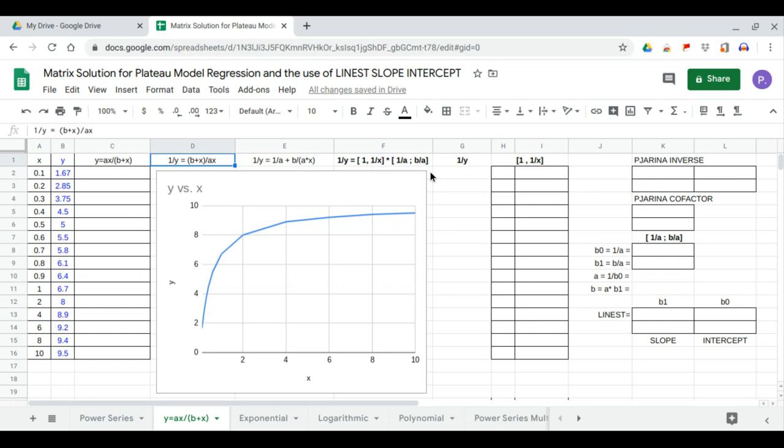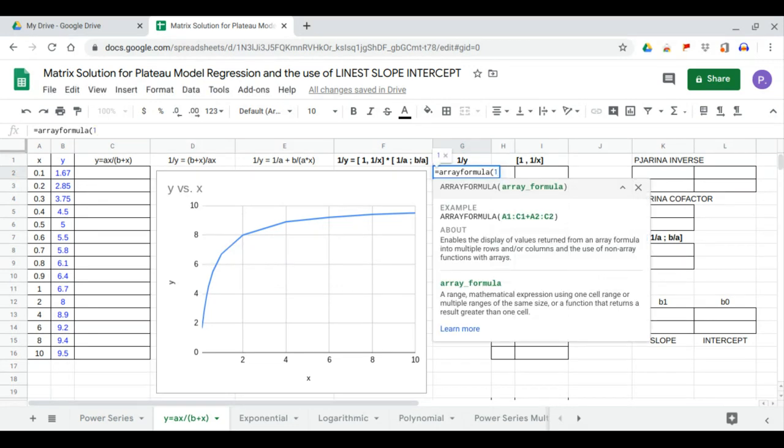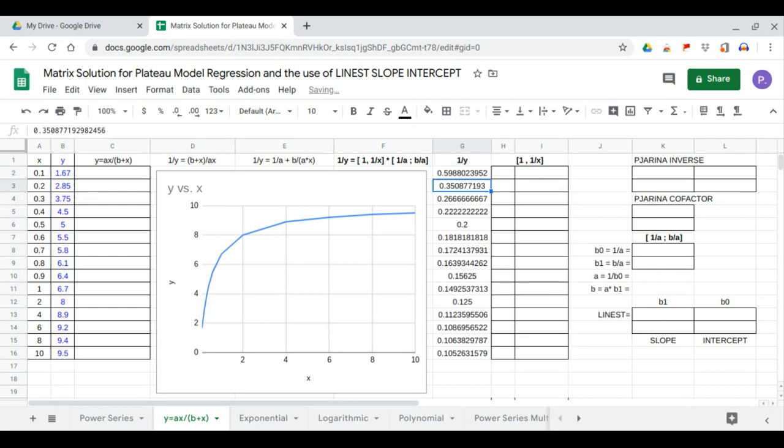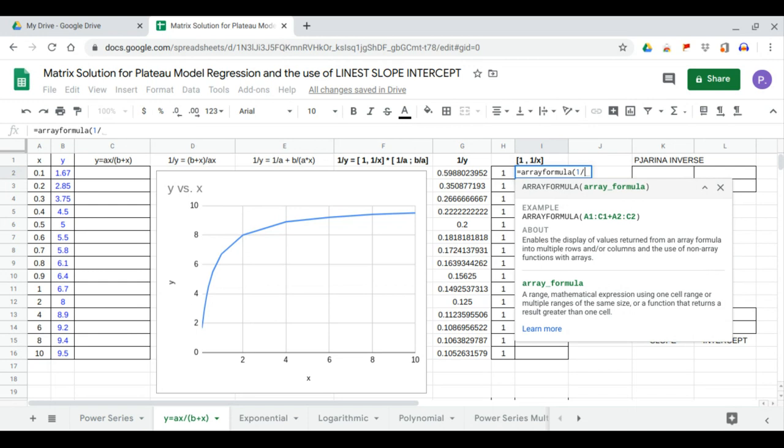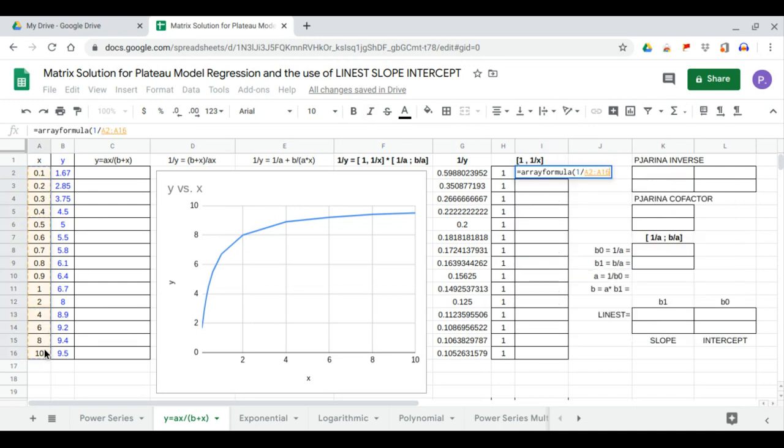So we start with the 1 over y values, array formula, 1 over the y values. Next, the 1 comma 1 over x. We have the 1 column and the 1 over x, which is array formula, 1 over the x values. Now we have transformed the data into the linear form.